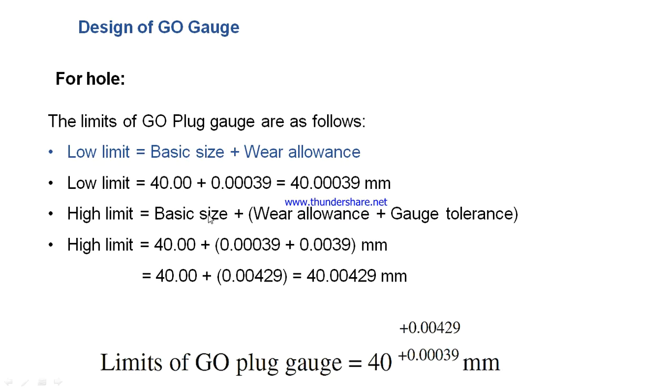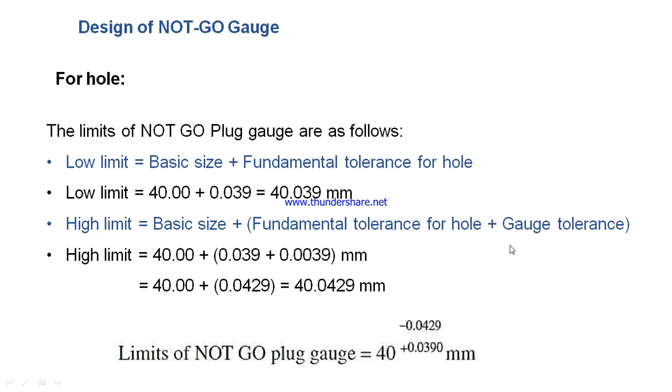Look at this, higher limit is equal to basic size. This is 40, this particular wear allowance, and plus gauge tolerance. This is the gauge tolerance. So the limits for the go gauges are 40 plus, both on the plus side, 0.00039 and plus 0.00249. This is the lower limit, this is the higher limit.